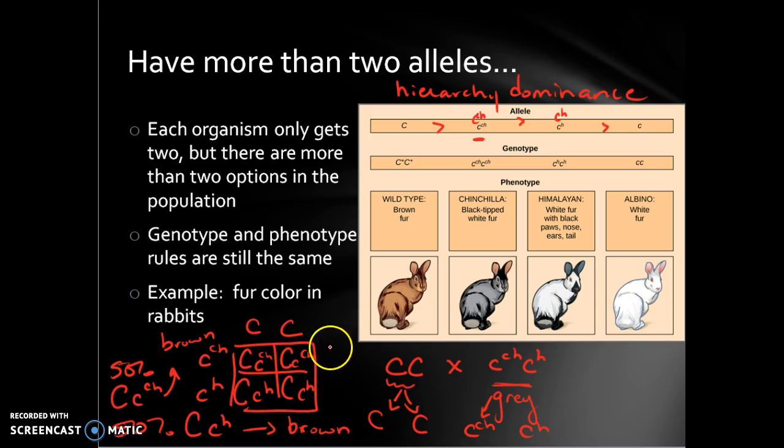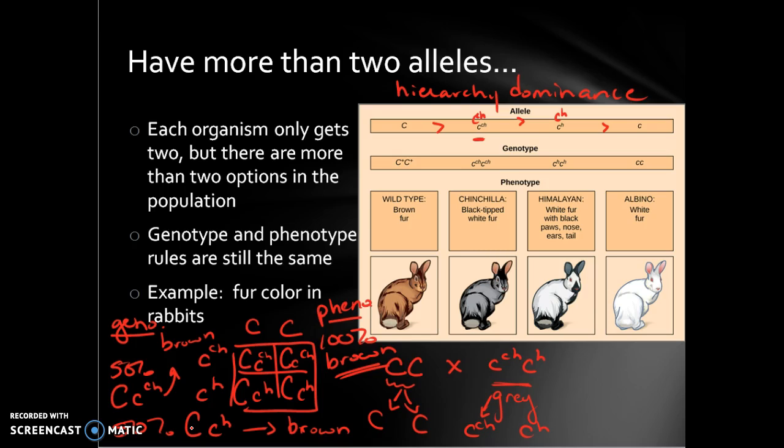So in terms of phenotype, it's 100% brown offspring that would come from this crossing. So this is our phenotype. Our phenotype ratio would be 100% brown. Our genotype ratio would be 50% heterozygous with chinchilla and brown, and 50% heterozygous with Himalaya and brown.